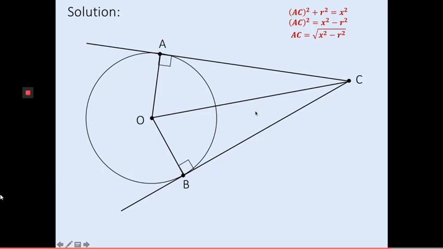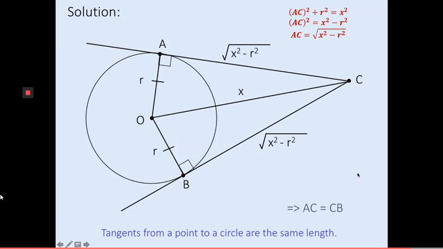Okay, here's the solution. So those two radii, we'll call those r, and the line length that they've got in common we'll call x. Now that means this length here, AC, is going to be the square root of x squared minus r squared. That comes from this calculation here. Pythagoras' theorem says that the square of the two shorter sides adds to the square of the hypotenuse. If we rearrange this to make AC the subject, we get this here. You can do the same thing for this triangle. It's exactly the same calculation, and we end up with exactly the same answer. And that proves that AC and CB are equal.